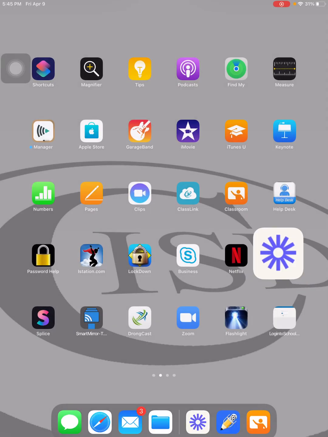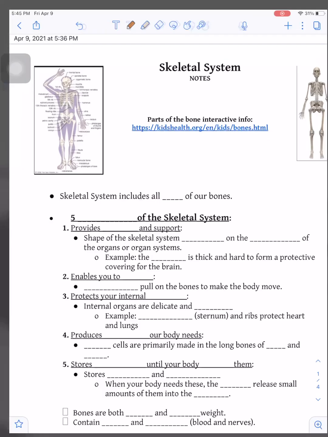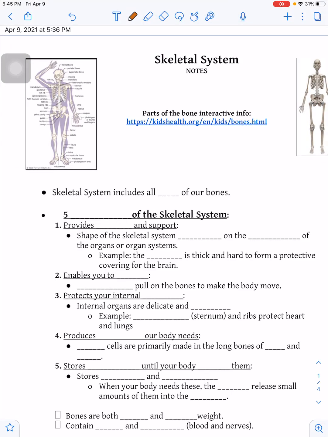Hi, these are your skeletal and muscular notes. Please make sure that you have these notes copied in Notability. You have a split screen with the video up so you can see and hear and watch all at the same time. Let's get started filling this in.